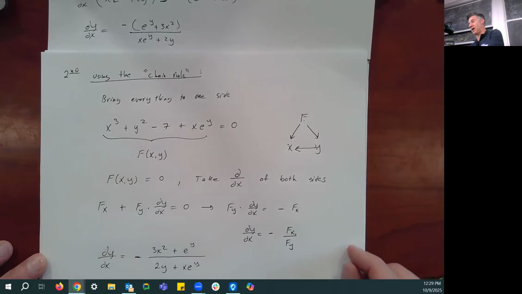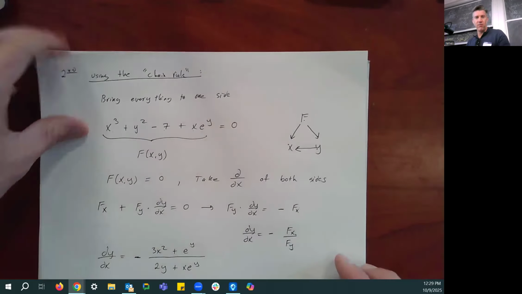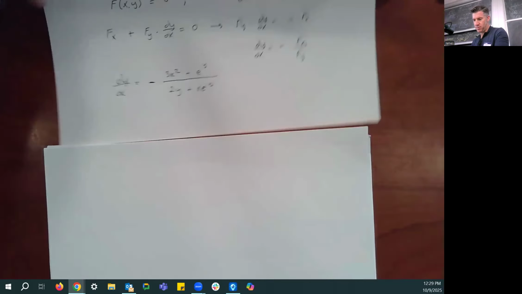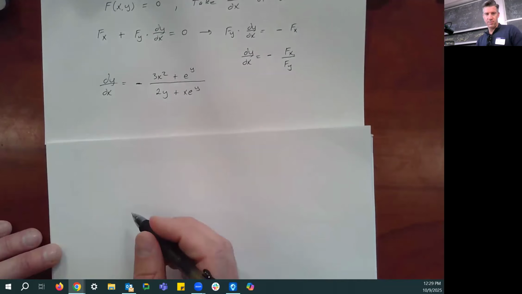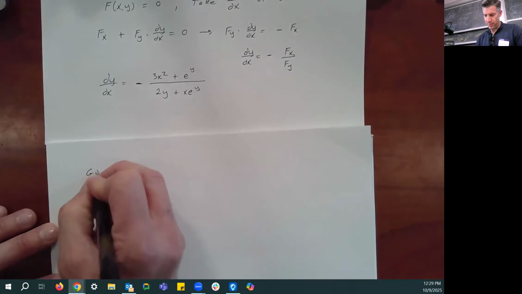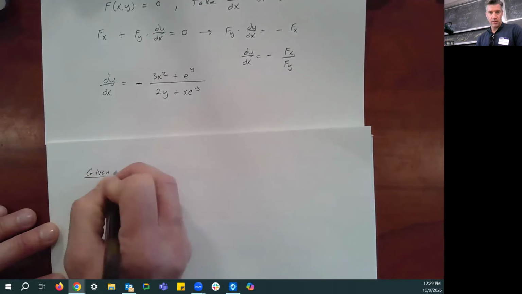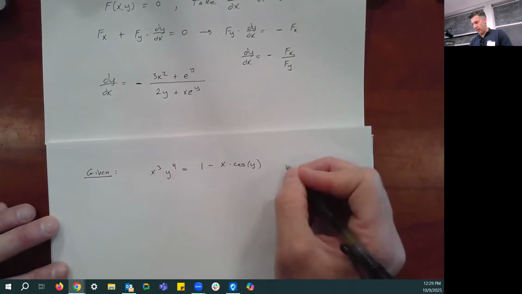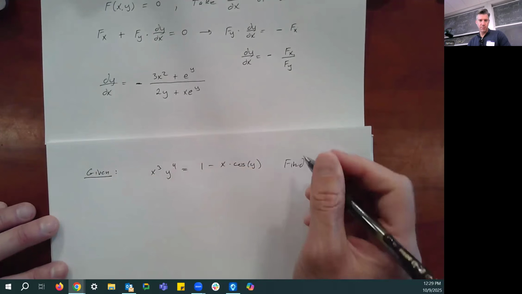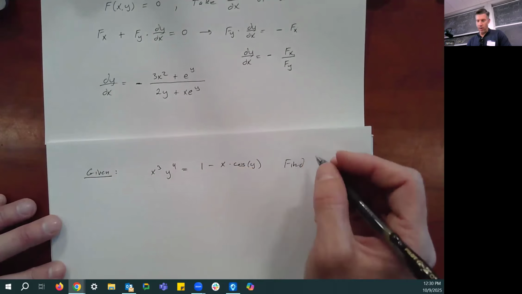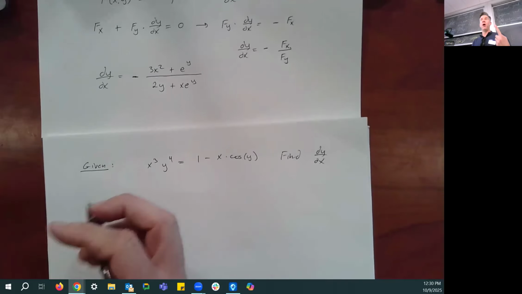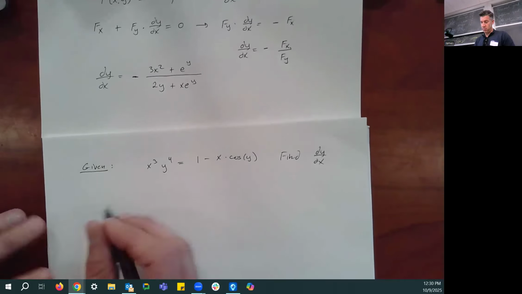Well, it's really not terrible. So let me give you another example and I'll just kind of tell you. Let's say we were given x cubed times y to the fourth equal to 1 minus x times cosine of y. And they again said, find dy dx. This one's not that exciting because it's kind of the same stuff. So step one, bring everything to one side.